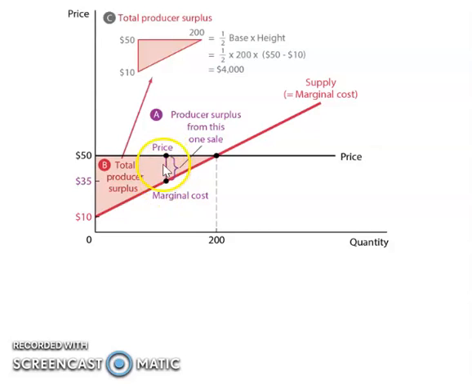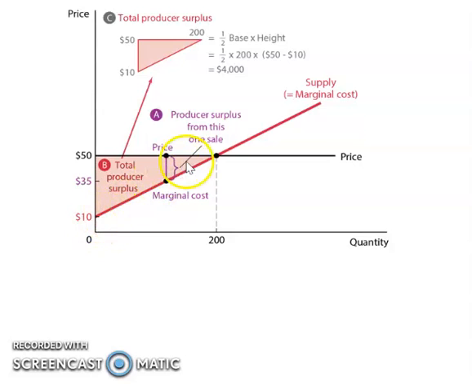However, we can also find the total producer surplus, and that's the area below the market price and above the marginal cost curve right here. So this is the total producer surplus. How do we calculate the area? So it's half times base times height. That's the area of any triangle.